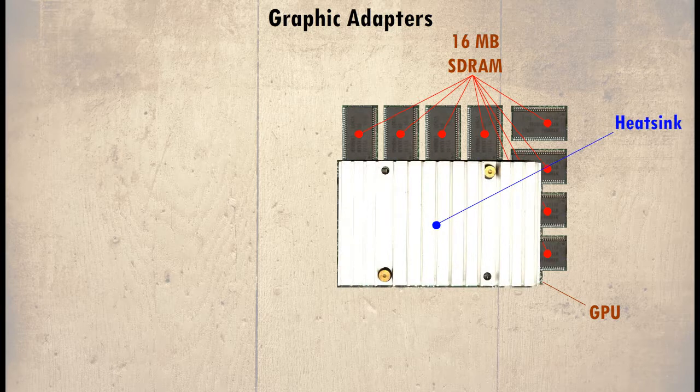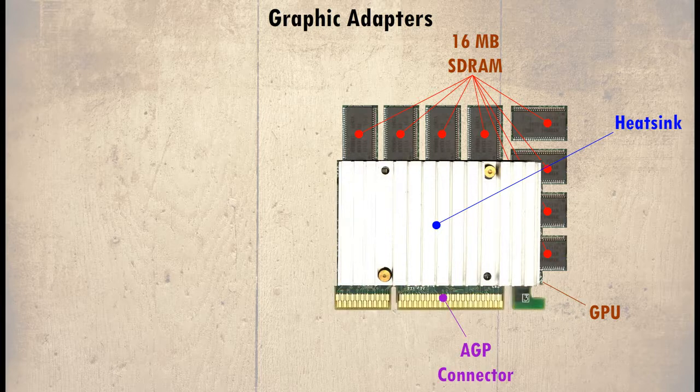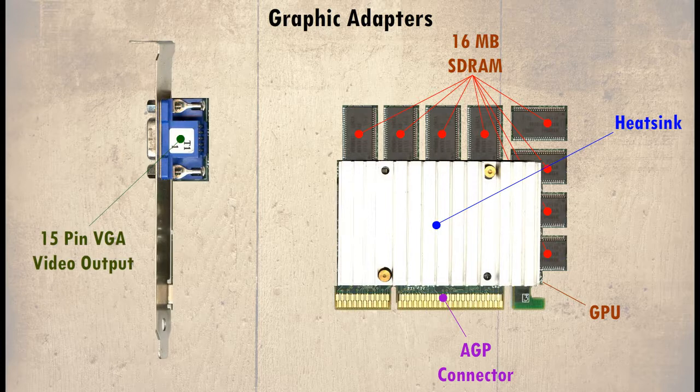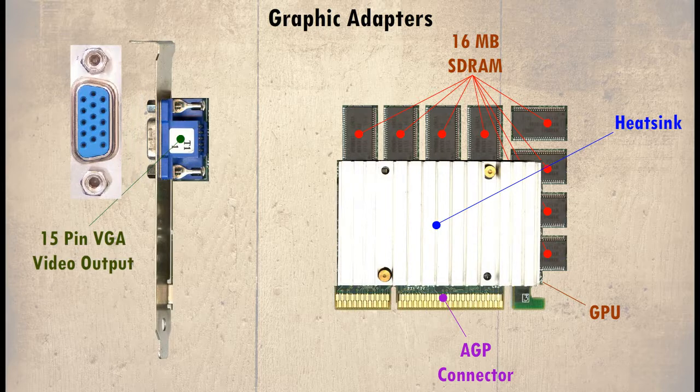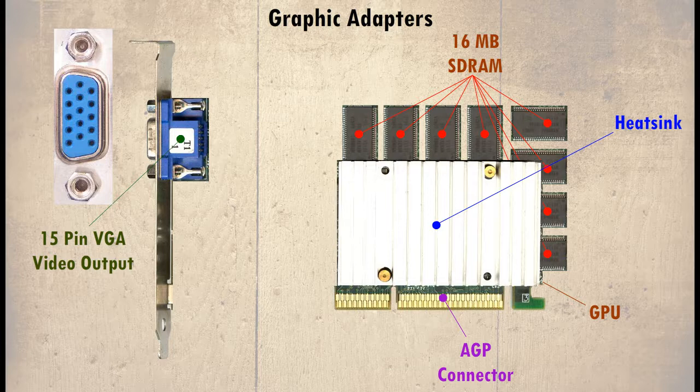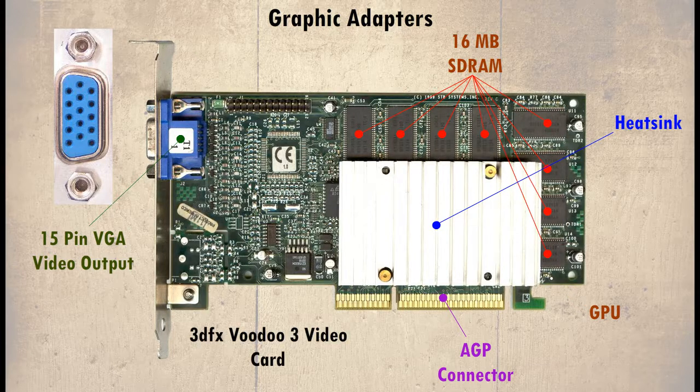As it will be plugged into the motherboard, it will need some sort of connector. In our example, it will be AGP. Of course, it will have to have an output that can be connected to a monitor, so a 15-pin VGA video output will be included. Now we add the rest of the circuitry.